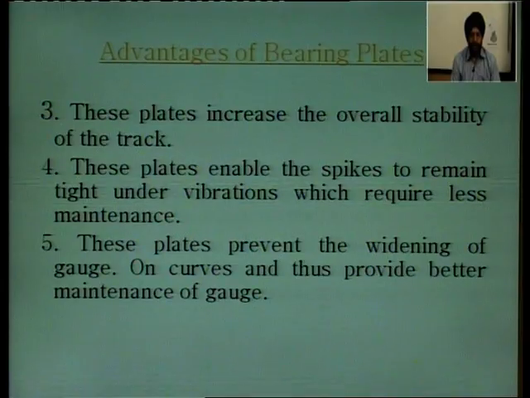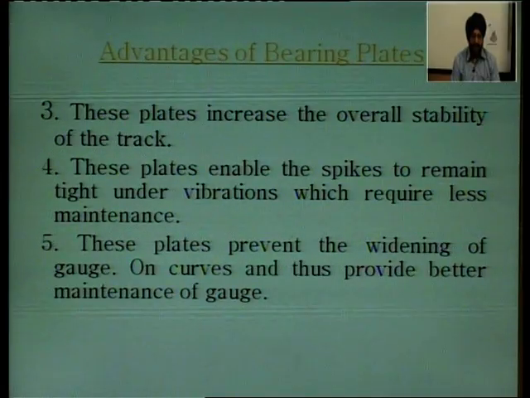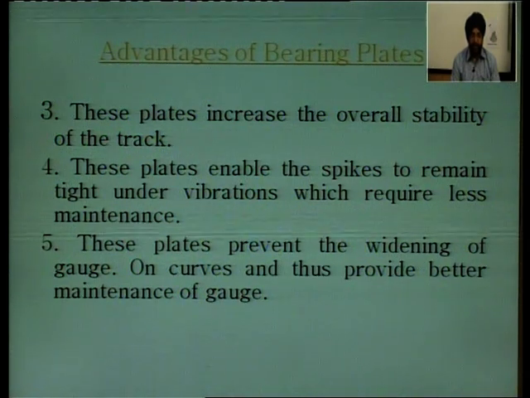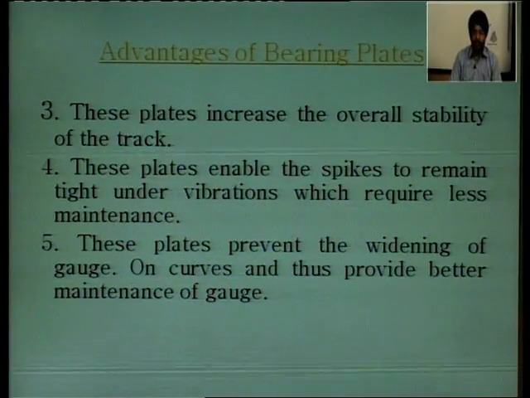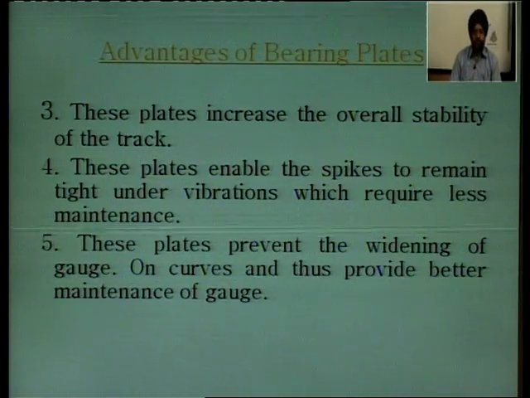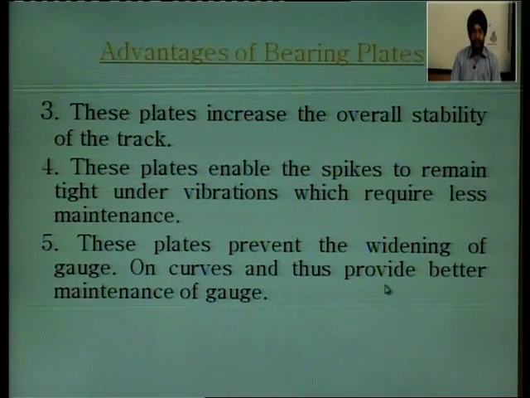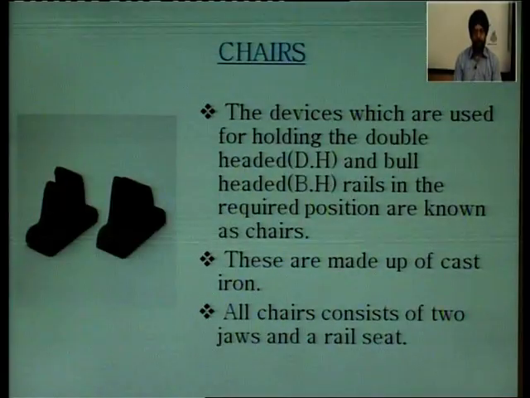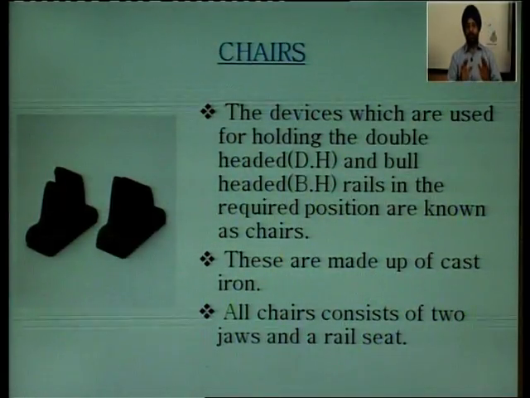And lastly, these plates prevent the widening of the gauge. Whenever there is movement of rail over the track, there is a possibility that there may be a widening of the gauge due to the movement, especially on the curves. So, these plates prevent that widening of the gauge, especially on the curves, and thus provide us better maintenance of the track or of the gauge. So, this is all regarding the bearing plates.